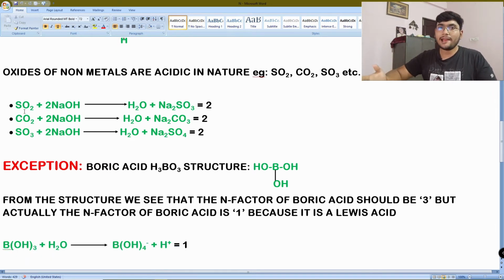Because it is an acid, we will react it with a base. So sulfur dioxide, when we react it with sodium hydroxide, the reaction looks somewhat like this. Because it is an acid-base reaction, you will get water and a salt. Here this is the water and this is the salt. I told you in the beginning that the definition of basicity is the number of H plus ions given or the number of OH minus ions accepted by an acid. That is known as its basicity.